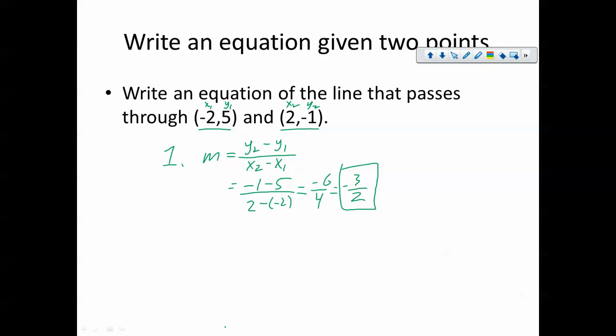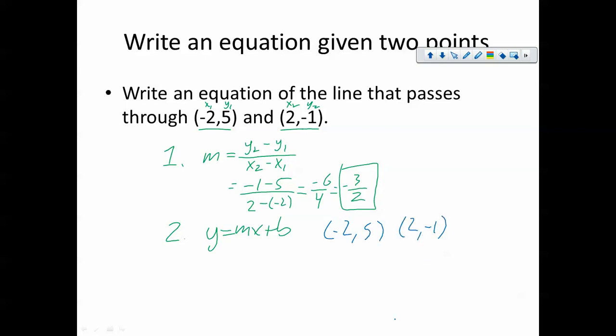Step 1 is done. Step 2, find the y-intercept. Again, I'm not given the y-intercept, so I have to find it. And the way we find it is actually the same way we found it in the previous problem. We're going to use the equation y equals mx plus b, and we're going to plug in some numbers. I have my m that I can plug in right there. I also have a y and an x. In fact, I have 2 y's and 2 x's. So I have 2 different points that I can use here.